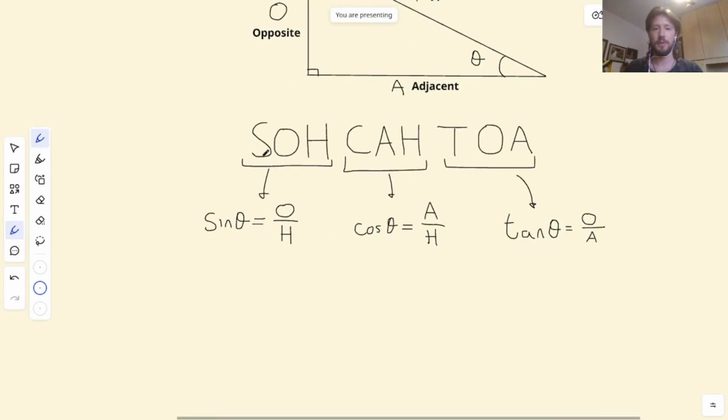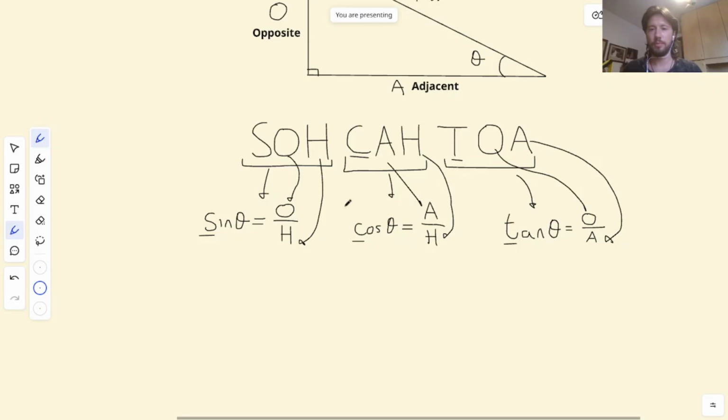So, S is the first letter relating to sine. Then we have an O and an H, O standing for opposite and H for hypotenuse. The first letter is the numerator on the other side of our equal sign. The second letter will be the denominator. Applying this same rule, we can see that cosine, for C, is adjacent above, hypotenuse below, and then for tan, opposite above, adjacent below.